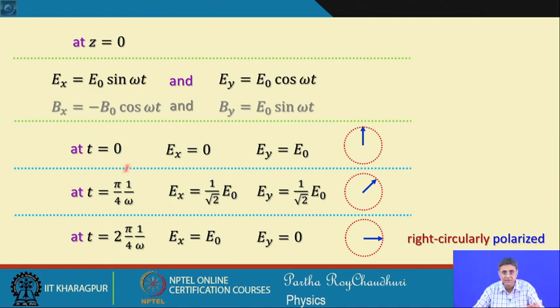So, if you proceed further with the same analysis with the values for intervals of pi by 4 into 1 by omega t, you can see that the electric field will next time orient along this direction, and next time it will come along this direction, and so on. So, that means the tip of the vector is now rotating in this sense. So, this is called a right circularly polarized light. So, we could very nicely explain how the tip of the electric field is rotating on the circumference of a circle and representing a right circularly polarized light.